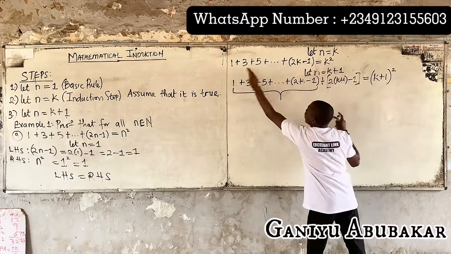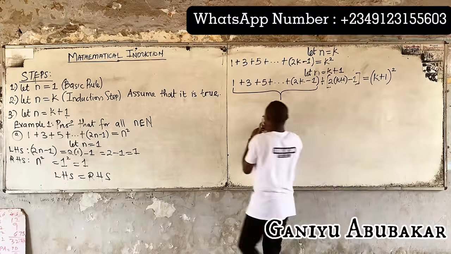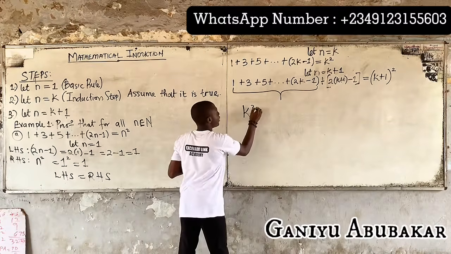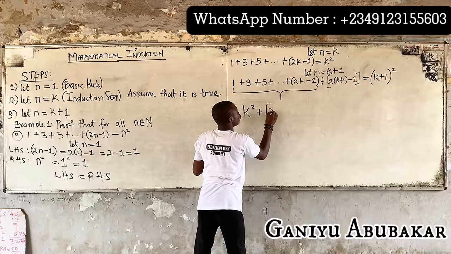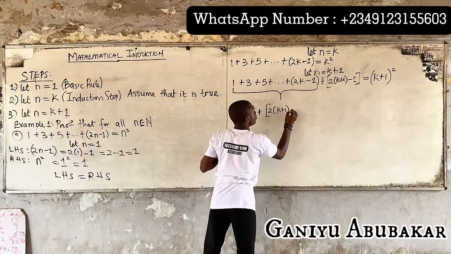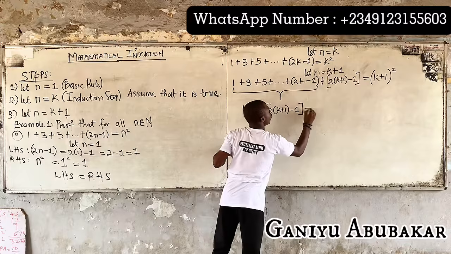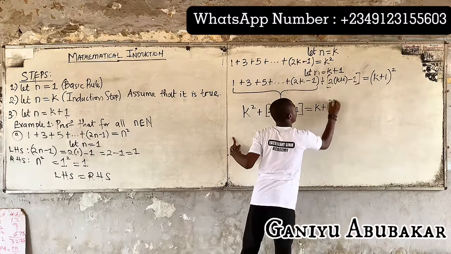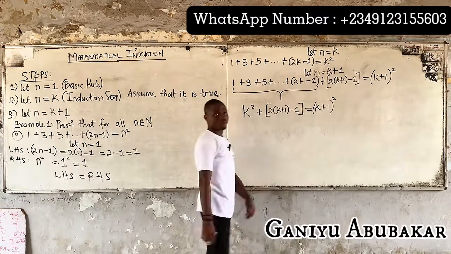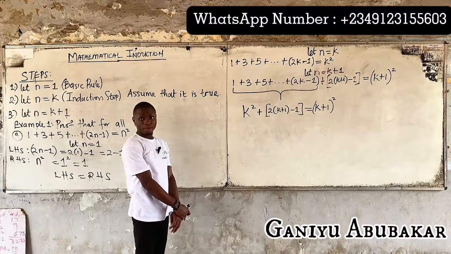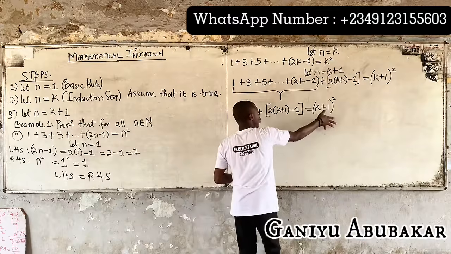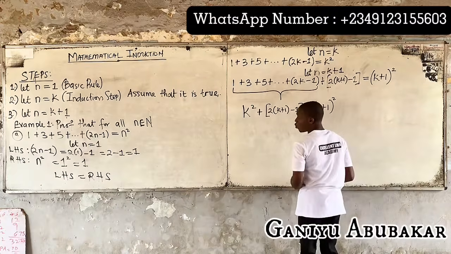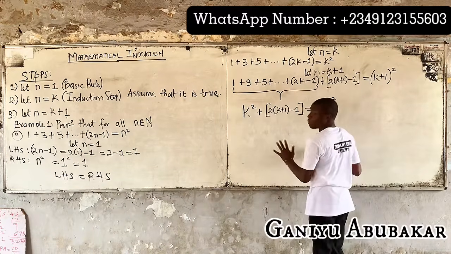So replace this one as k squared. So I'll have what there? K squared, which is this, plus what? Plus 2 into k plus 1 minus 1 equal to what? K plus 1 all squared. Very good, please. Are we there? Yes. Now, what's your next task? I'll make sure that my right hand side must equal to what? Left hand side. So I'll work on them, I'll simplify them.